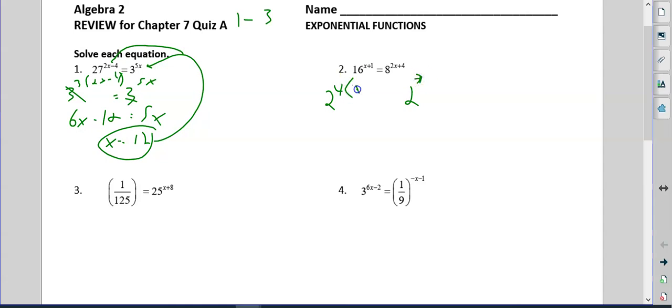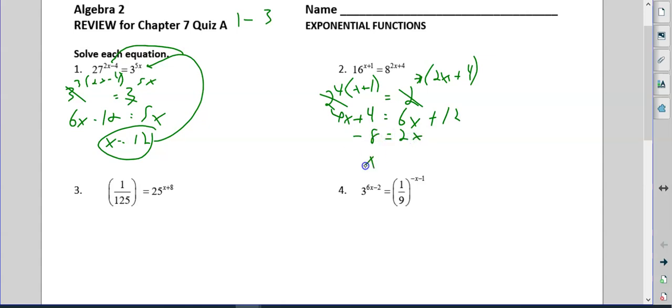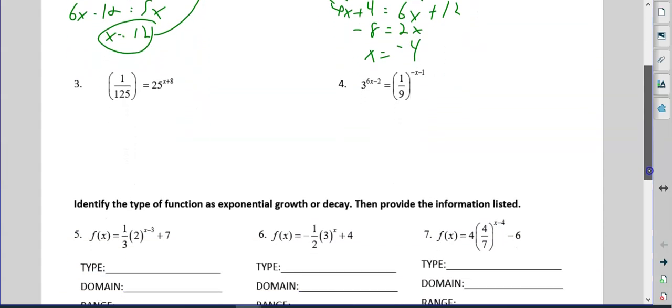Now, this has the x plus 1. This has the 2x plus 4. Again, to save space, I'm just going to do the distributing. So 4 times x and 4 times 1. 3 times 2x and 3 times 4. I'm going to subtract 4x, which will give me 2x. I'm going to subtract 12, which will give me negative 8. And when I divide by 2, I get negative 4. And again, you can plug that in and confirm.